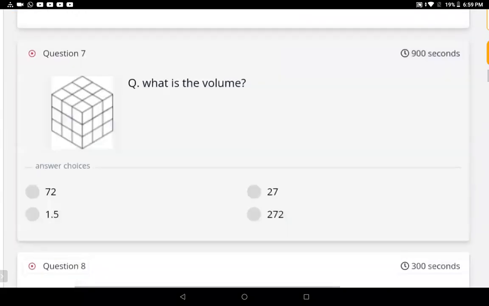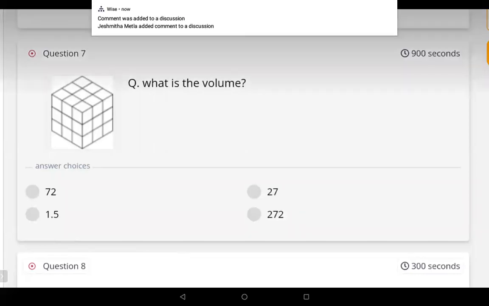27. Is it 27? Yes, ma'am. It's 3 centimeters on one side, so it's a cube, which is 27.